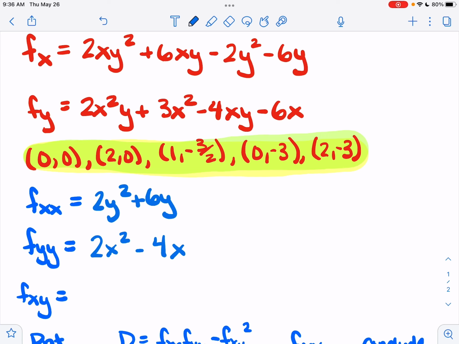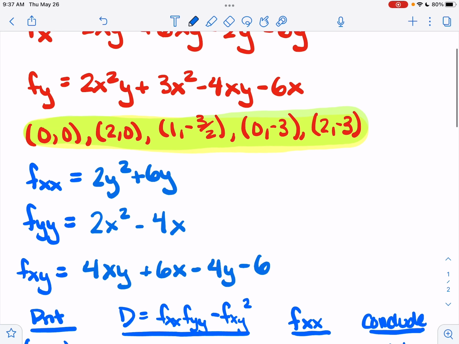And we need the mixed partial derivative, f sub xy. Now remember, with the mixed derivatives, the order doesn't matter. We could take x first and then y, or y first and then x. We get the same thing when we do that. So we have the x derivative here. Let's take the y derivative of that. So the y derivative of f sub x gives us 4xy plus 6x minus 4y minus 6. So that is our mixed partial derivative.